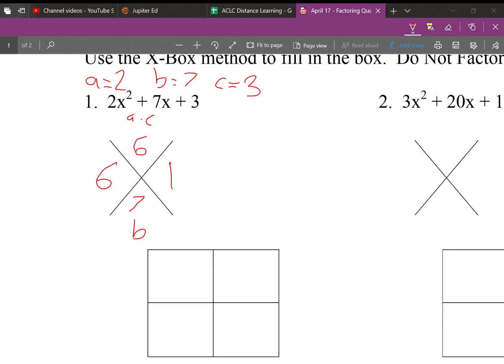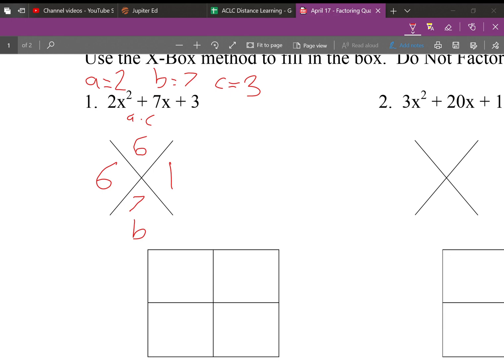Now, if A was 1, we would be done. We would say the answer is x plus 6 times x plus 1. But if you remember, when you're factoring, that means that what we get is equal to what we started with. Well, if I multiply x plus 6 times x plus 1, I don't get 2x squared plus 7x plus 3. That is not going to be your answer. And that's the really hard thing here, is a lot of people think they're done here. You're not done. When A is not 1, we have to do something a little different.